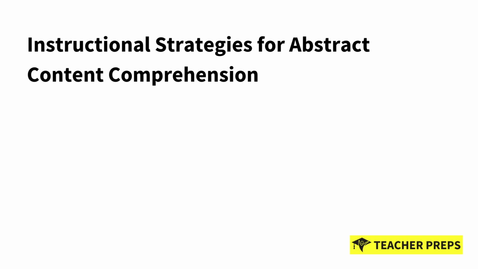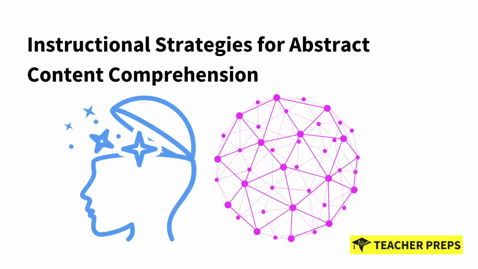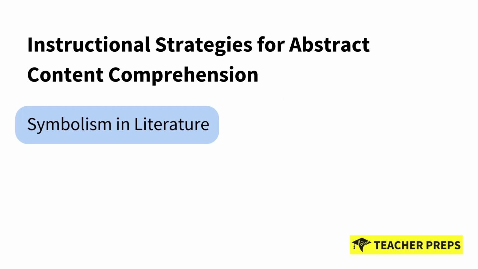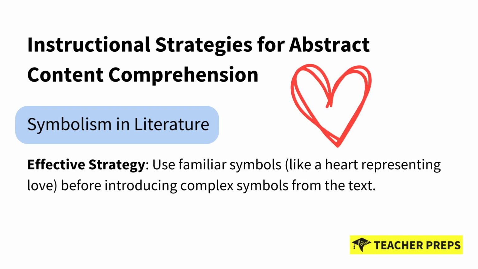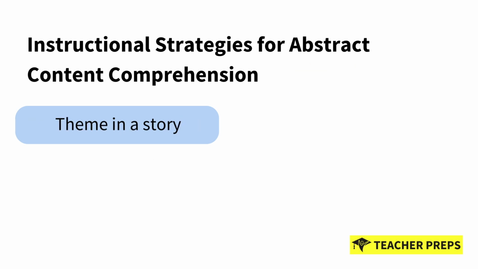Now let's get into the instructional strategies for abstract content comprehension. In order to support your students' understanding of abstract concepts, let's go over strategies to help them visualize and connect these lessons now. If on your exam you're presented with an abstract concept question regarding symbolism in literature, look for an answer that uses familiar symbols like a heart representing love.